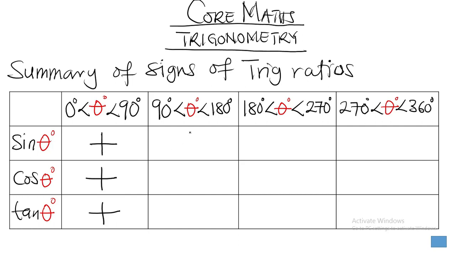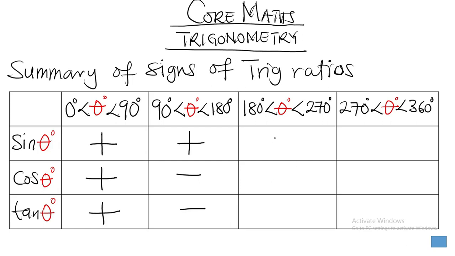Then we came to the second quadrant. In the second quadrant, we saw that it is only sine which is positive. The rest are what? Negative. So when theta is between 90 degrees and 180 degrees, sine will be positive, cosine will be negative, and then tangent will also be what? Negative. Okay, because the theta is what? An obtuse angle. And complete the rest. Do the rest quickly.